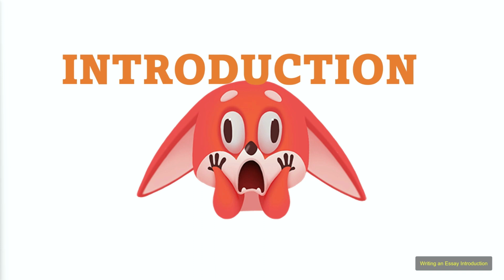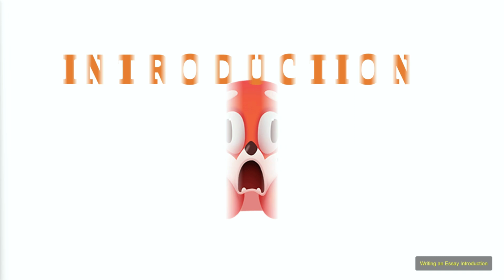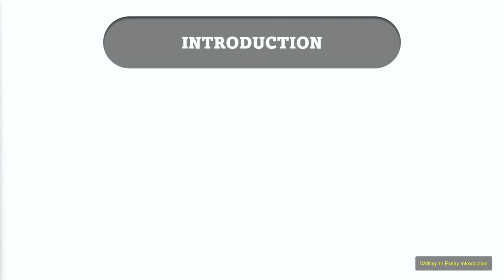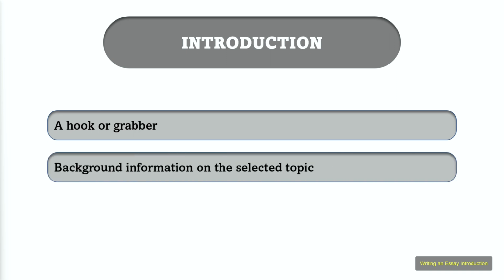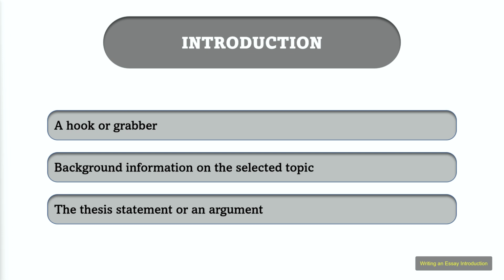Your audience should know right away, right there in the introduction, what they will be reading about and thus not be caught off balance. So, what goes in an introduction? A hook or grabber, background information on the selected topic, and the thesis statement or an argument. Remember that the thesis statement or argument will always depend on the type of essay you are writing.